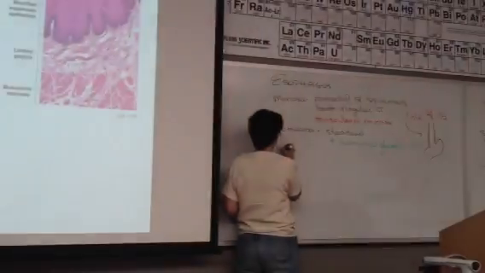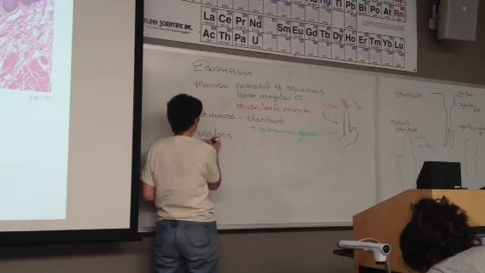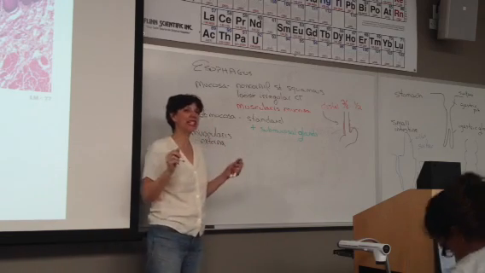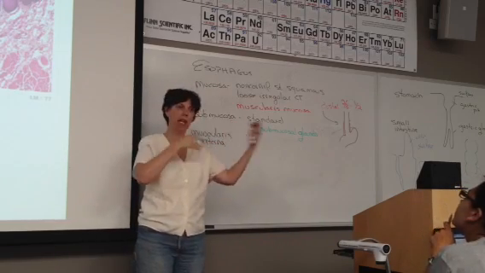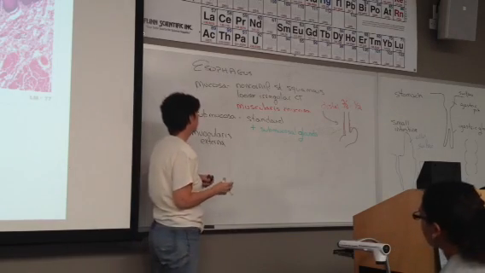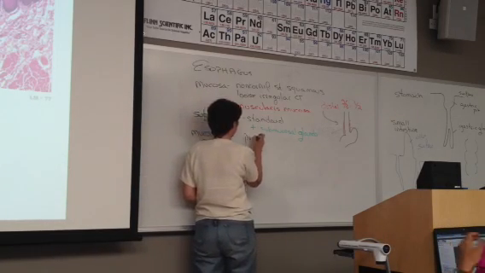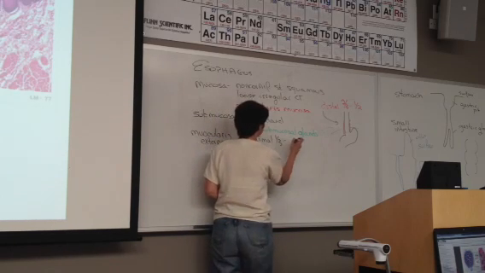Now we get to the muscularis externa. And this is where we see most visibly the transition between our mouth region and the rest of our gut region. So the proximal third, or the upper third, is skeletal muscle.